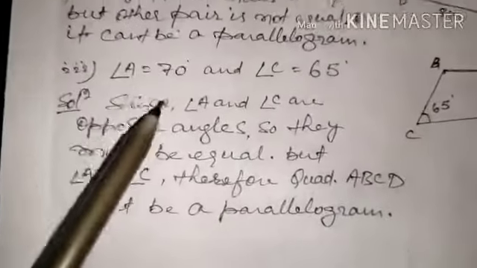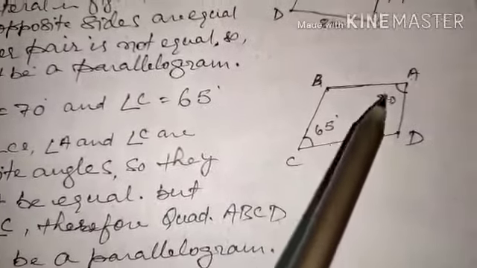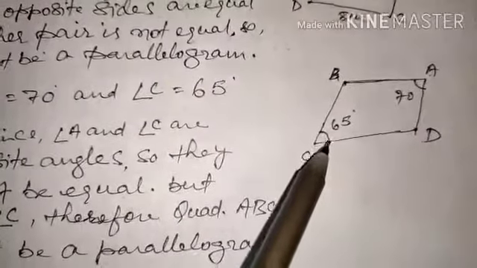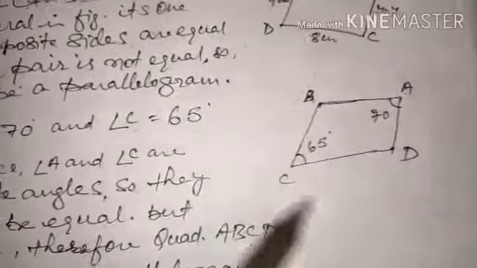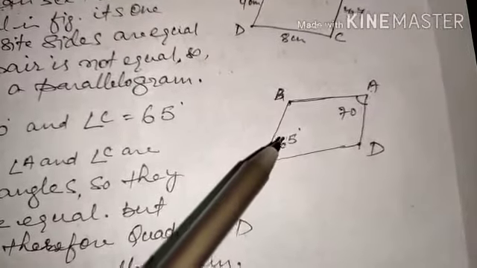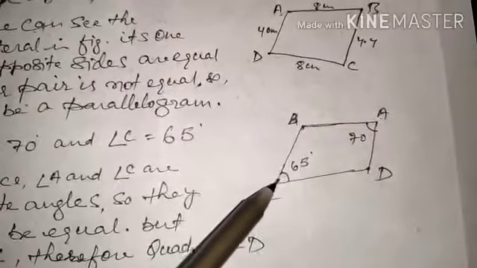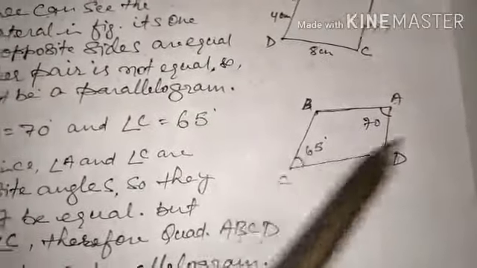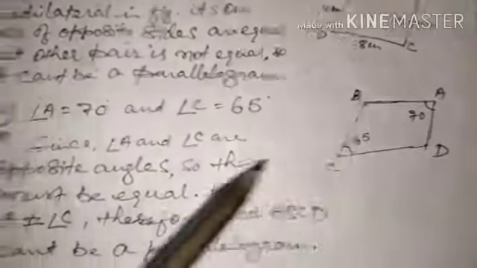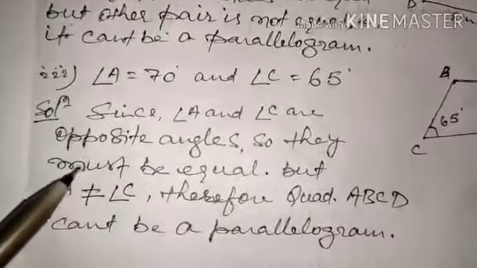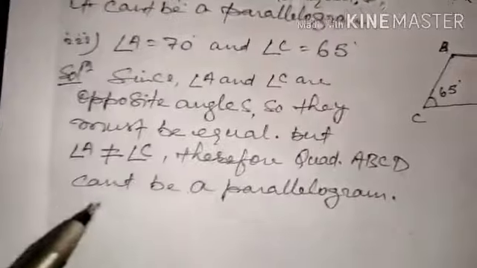Moving on, the last one: angle A is equal to 70 degrees, angle C is equal to 65 degrees. Again, this quadrilateral will be a parallelogram only if angle A is equal to angle C. It means opposite angles must be equal, then only it is going to be a parallelogram. But here we can easily see that 65 is not equal to 70, that's why this is not a parallelogram. Since angle A and C are opposite angles, they must be equal, but angle A is not equal to angle C, therefore quadrilateral ABCD can't be a parallelogram.